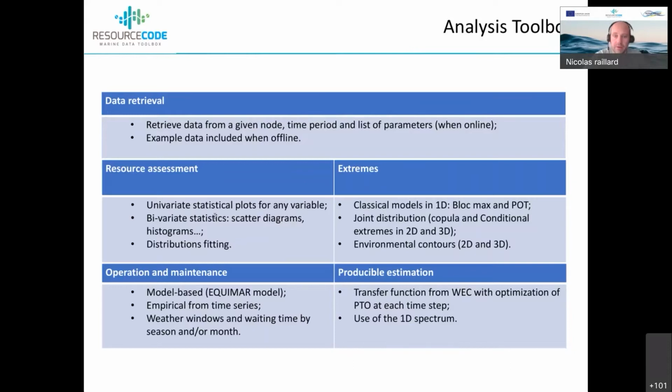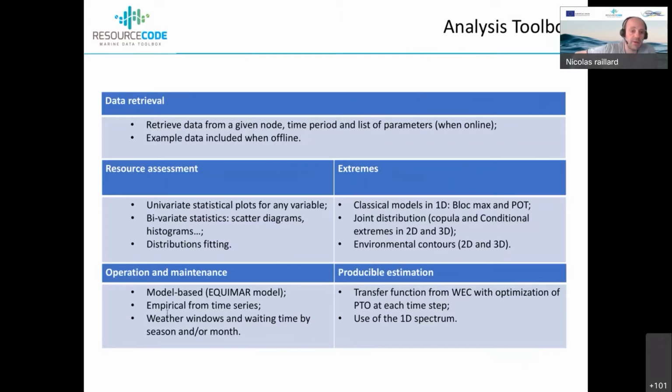We also have a module on extreme value modeling. So we have access via a Python package to the classical models in 1D, namely the BlockMax and the POT approach. And we also developed models for joint distributions. So for example, relying on copula or on conditional extremes in 2 and 3D. And we also give the opportunity to compute environmental contours in 2 and 3D, which is a state-of-the-art method for extreme value modeling in more than 1 dimension.